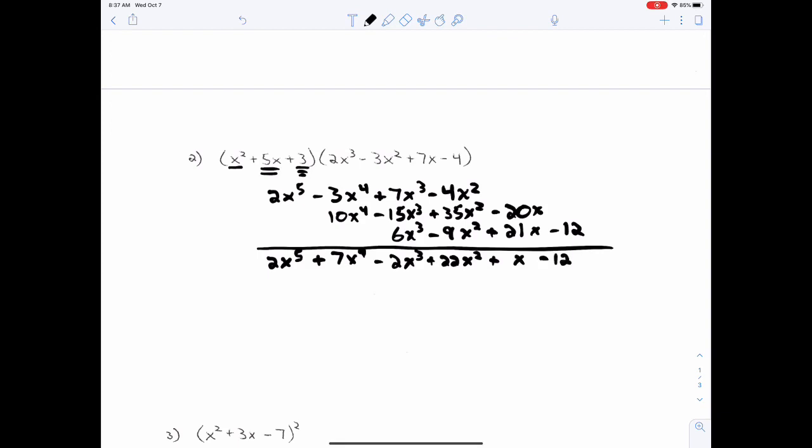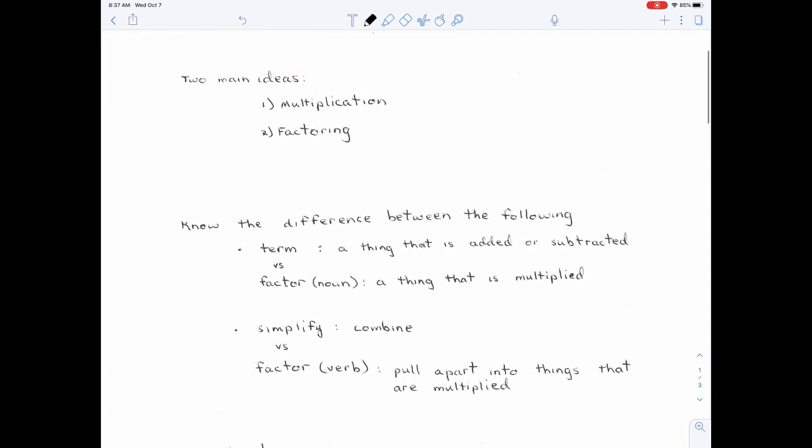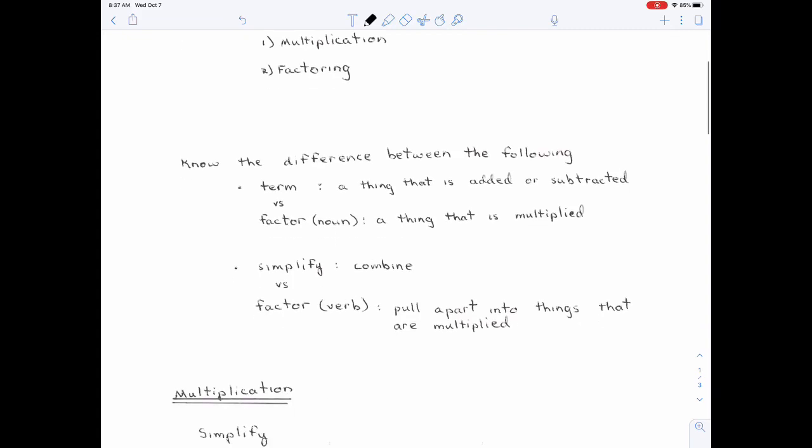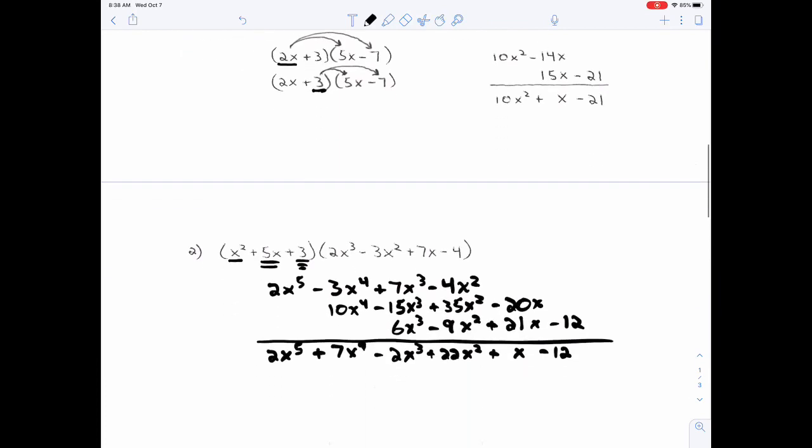Now, you may be asking yourself, and I understand exactly what you're saying, I thought you said we were going to be factoring. Well, we are going to be factoring. But remember, there are two things we're doing, multiplication and factoring. Factoring is the next thing. So what are we doing today? We're simplifying. We're combining things. Next time, we'll pull things apart.